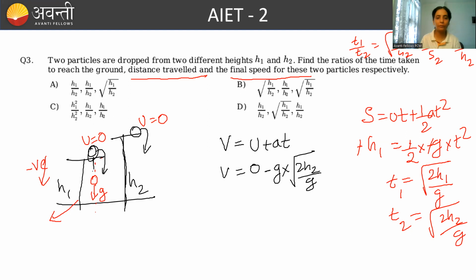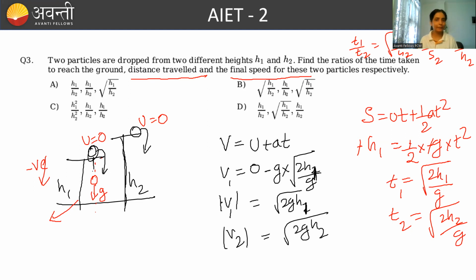So if you're going to calculate, the minus sign will indicate the velocity is in the downward direction. If you calculate the modulus of velocity of the first particle, it will be root 2gh1. Similarly, the modulus of velocity of the second particle will be root 2gh2. If you take their ratio, what will the ratio of velocity be? Root under h1 by h2.